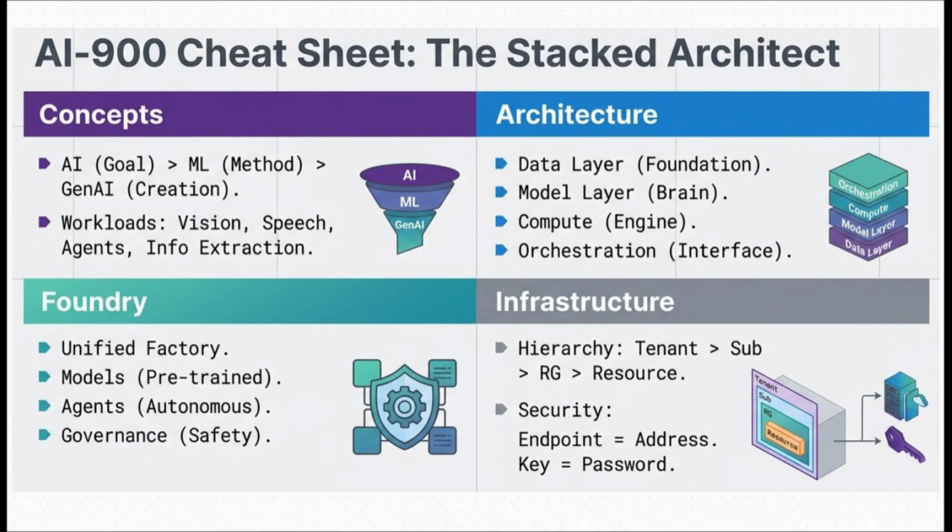Top left, concepts. Remember that AI hierarchy. AI is the big goal, machine learning is the method, and Gen AI is for creation. Top right, architecture. Think of the 4 layers. Data is the foundation, the model is the brain, compute is the engine, and orchestration is the interface that connects it all. Bottom left, Foundry. That's your unified factory, giving you models, agents, and governance all in one place.